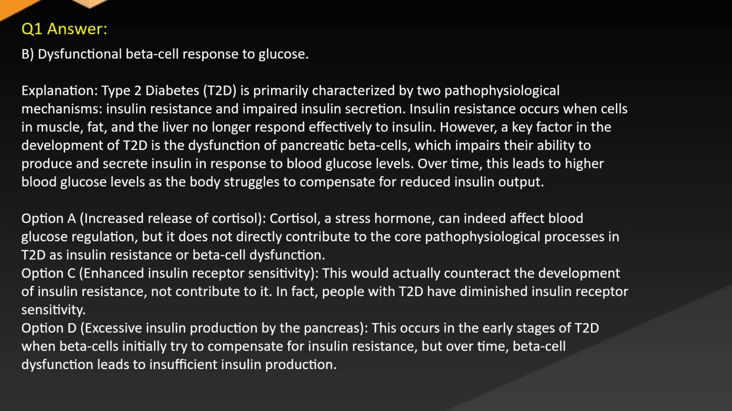Option A, increased release of cortisol. Cortisol, a stress hormone, can indeed affect blood glucose regulation, but it does not directly contribute to the core pathophysiological processes in T2D such as insulin resistance or beta cell dysfunction. Option C, enhanced insulin receptor sensitivity. This would actually counteract the development of insulin resistance, not contribute to it. In fact, people with T2D have diminished insulin receptor sensitivity. Option D, excessive insulin production by the pancreas. This occurs in the early stages of T2D when beta cells initially try to compensate for insulin resistance, but over time, beta cell dysfunction leads to insufficient insulin production.